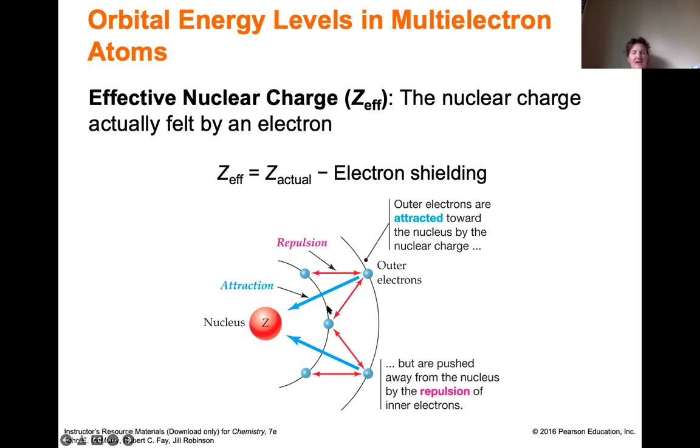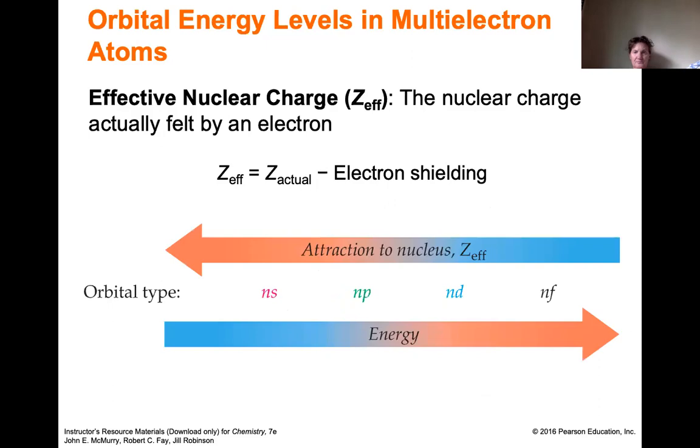But as soon as you put in more electrons, then they interact with each other. And so they essentially block an electron from seeing the total nucleus. And so the actual charge on the nucleus that they see is called the effective nuclear charge, Z effective, Z eff. And it's the nuclear charge that's actually felt by an electron. So it's only an important concept when you're talking about atoms with more than 1 electron. So it's going to be the actual charge, so the actual number of protons in the nucleus, minus how many electrons are shielding the electron you're talking about from the nucleus.